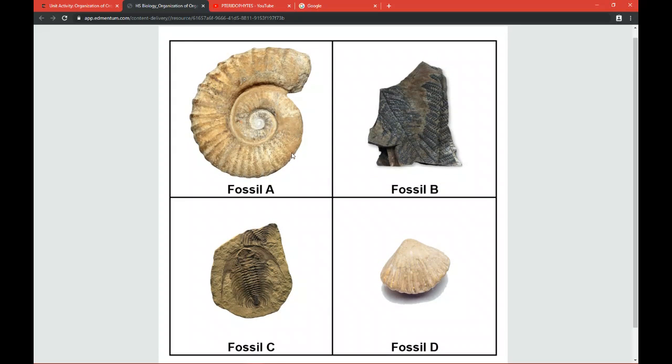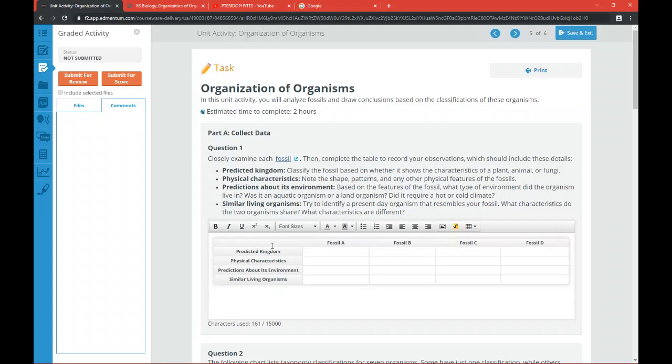So we're going to go through an example starting with fossil A. Let's go back to the activity. We're going to predict what type of kingdom it is. We're going to say it's probably in the animal kingdom.